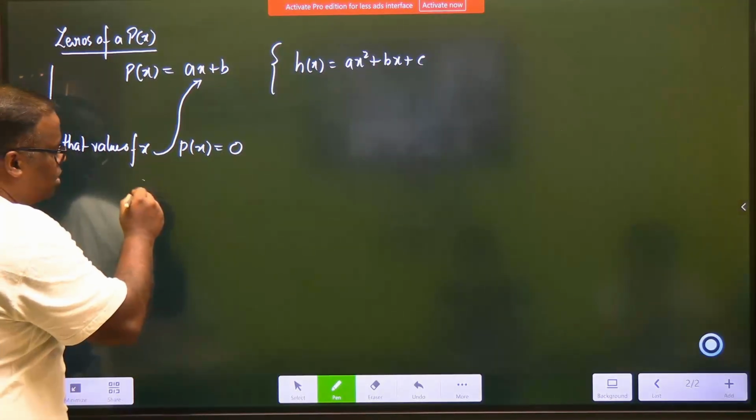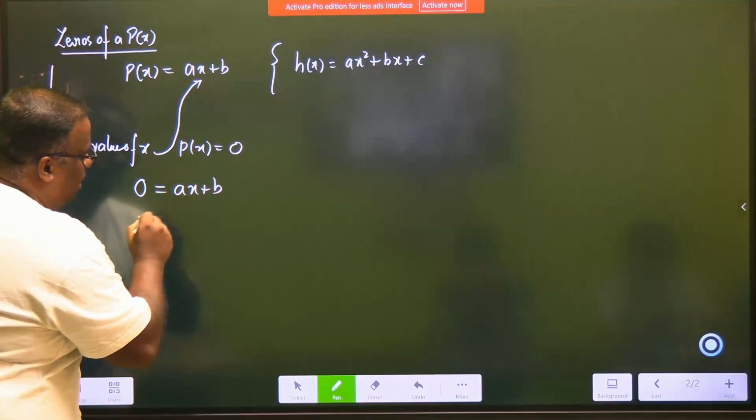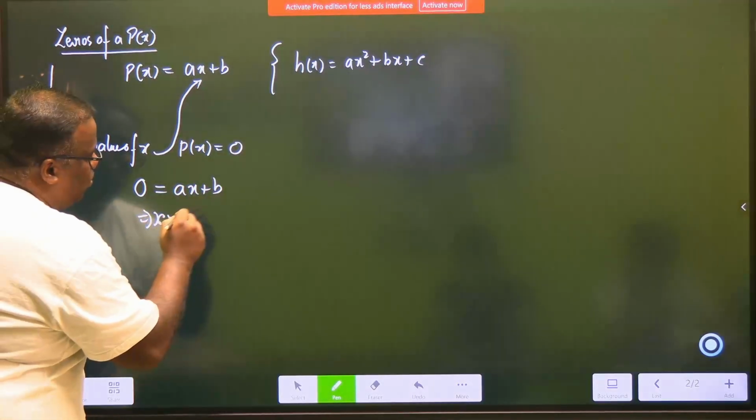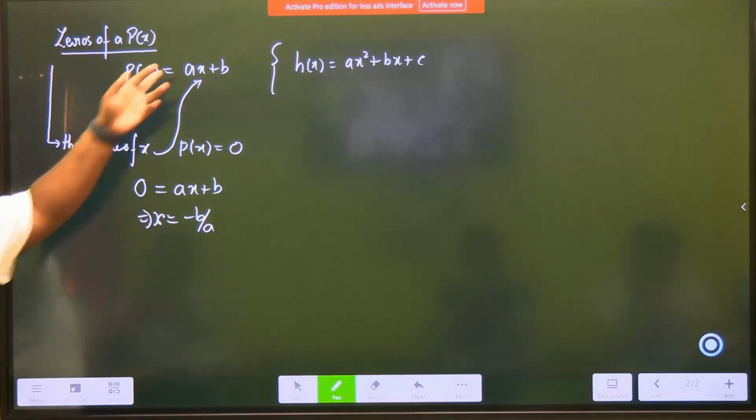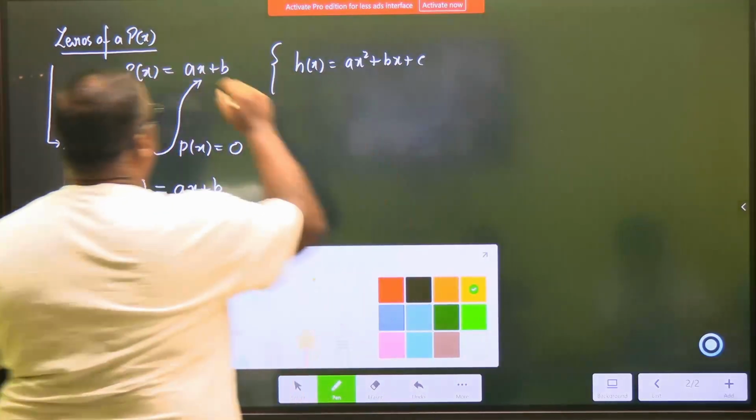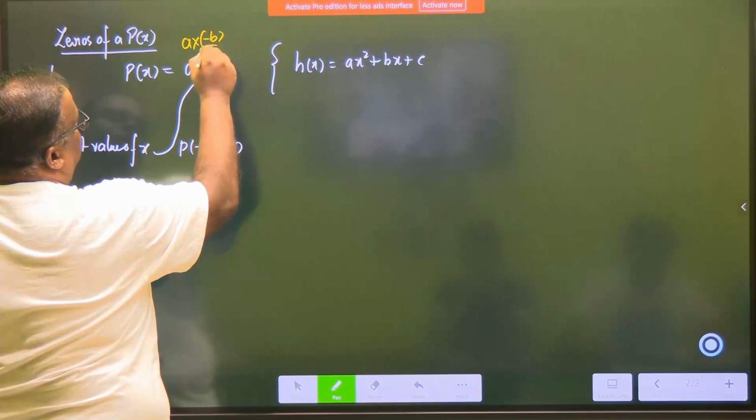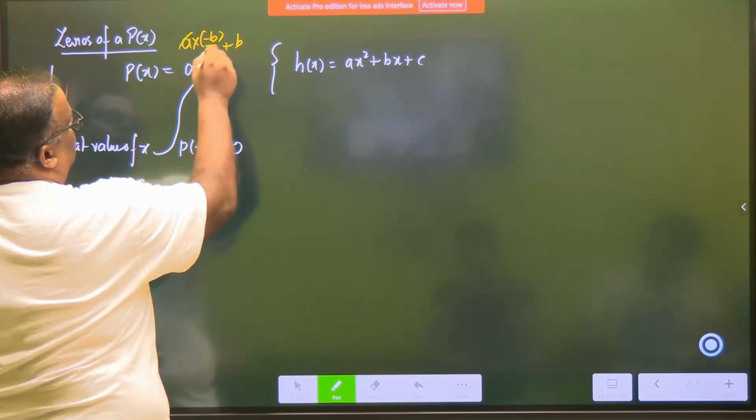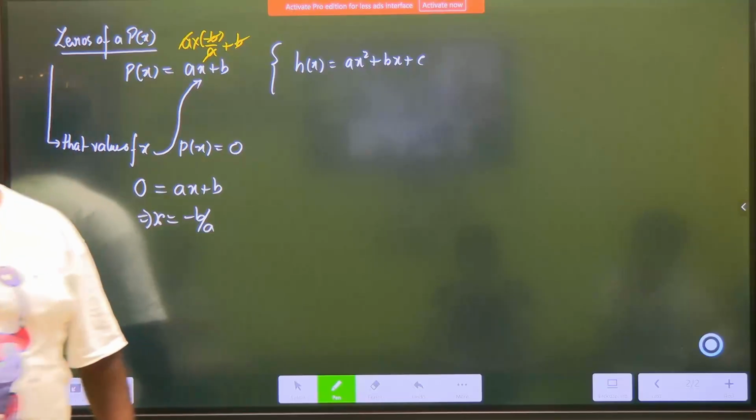I want p of x to become 0, so I equate ax plus b to 0, and I will say that x is equal to negative b by a. Negative b by a is that value of x at which it becomes 0. You want to test it? a into negative b by a plus b. Just see, a and a cancel, then negative b and plus b cancel, p of x becomes 0.